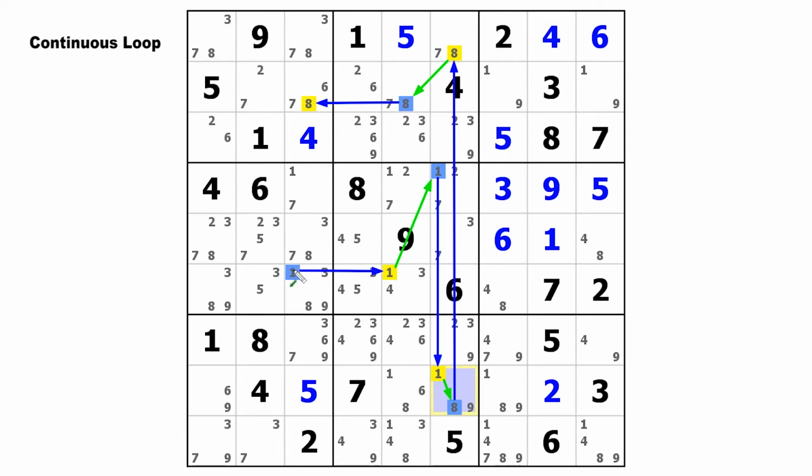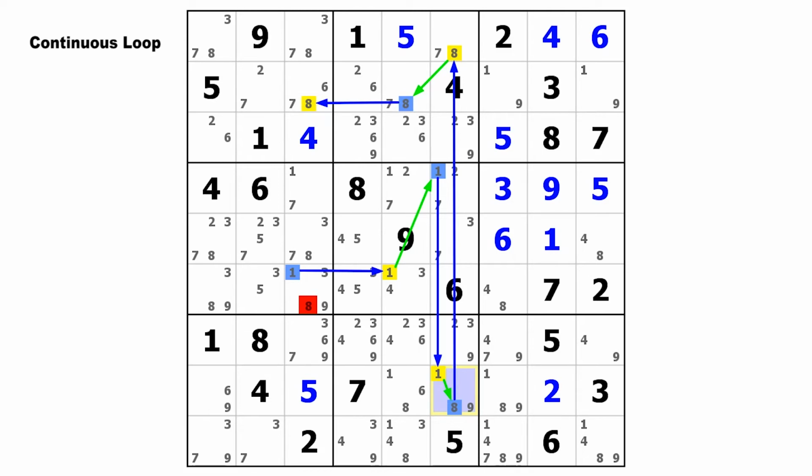So we know that the 1 cannot be true in the end cell, and there's no 1 in here. And the 8 cannot be true in the start cell, and there is an 8 in there. So we can eliminate this 8. Okay? But that's from the AIC type 2. But if we can figure out a way to connect this yellow 8 up here and this blue 1 down here in column 3, we're going to have a continuous loop, and we're going to get a lot more candidate eliminations.